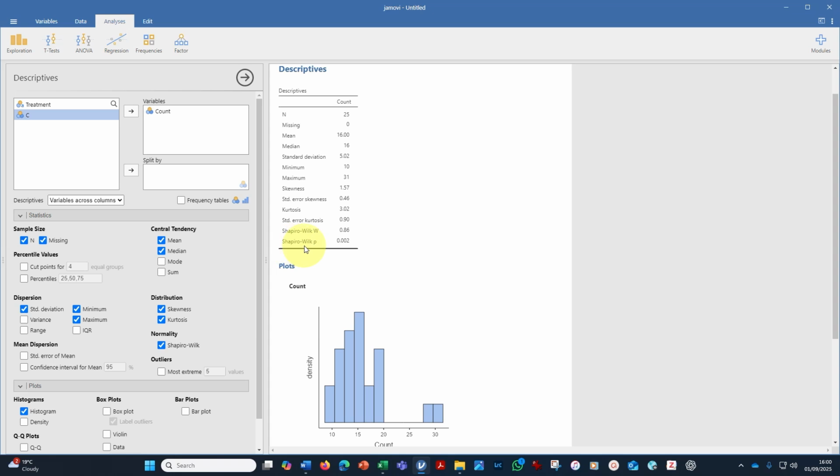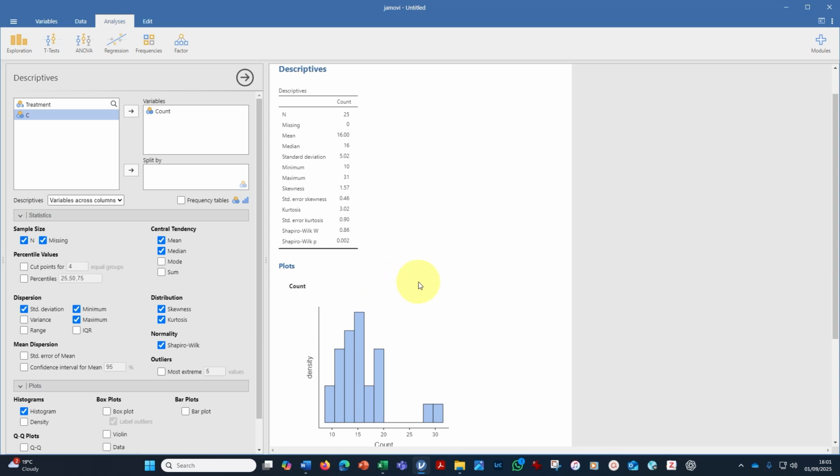And our Shapiro-Wilk test gives us a p-value of 0.002. So the null hypothesis here is that the data in this data set is normally distributed, or there is no significant difference between these data and a normal distribution. And the probability of that statement being true, remember a p-value is the probability of a null hypothesis, is 0.002 or 0.2%. So the probability of this being a normal distribution is 0.2%.